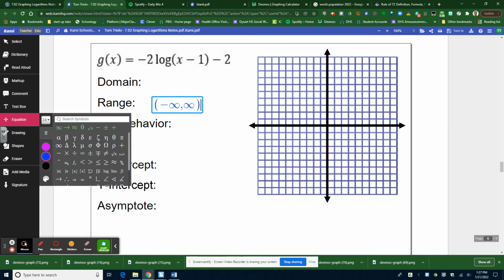How about my domain? Where are we starting at? Matthew, where's my domain? I have it as x is greater than 1. Okay, another way to write it is 1 to infinity. That is exactly right. So that means my asymptote has to be at 1.